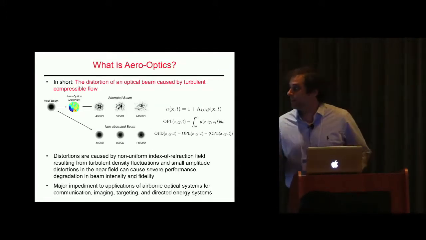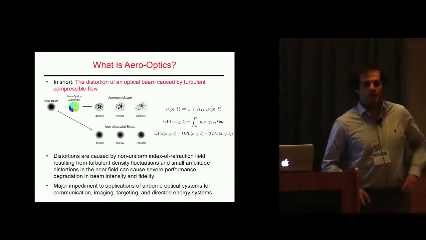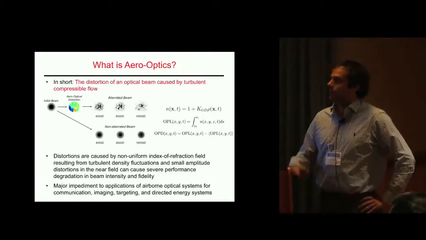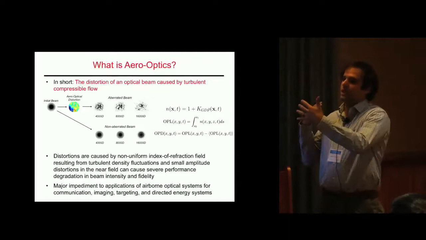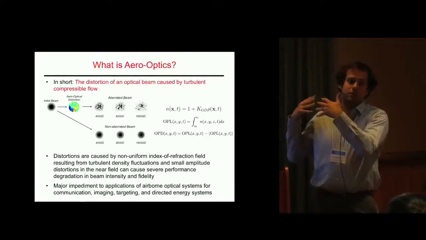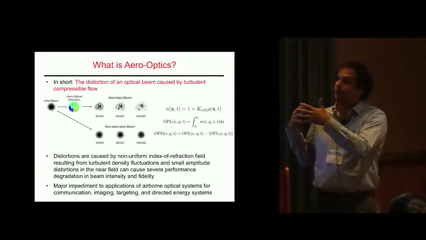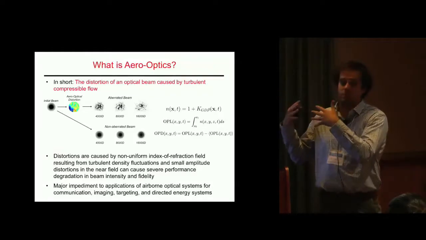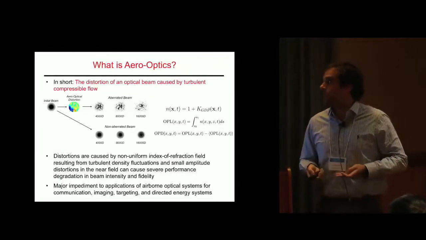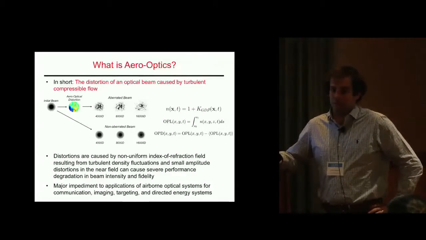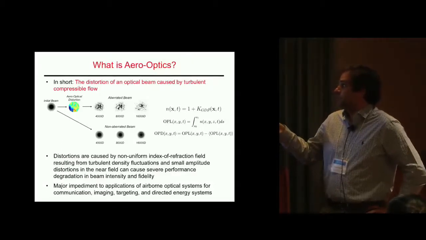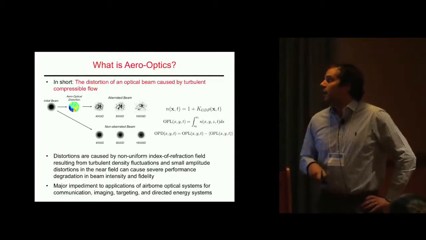So what is aero-optics? It's not really something you always hear about when you hear about turbulence and fluid dynamics. But in short, it's the distortion of an optical beam propagating through a turbulent field, and it gets distorted by density fluctuations in compressible flow. So we can relate the index of refraction of a fluid to the density of the fluid itself through the Gladstone-Dale constant, which you see here: index of refraction, density, and then this is the Gladstone-Dale constant.